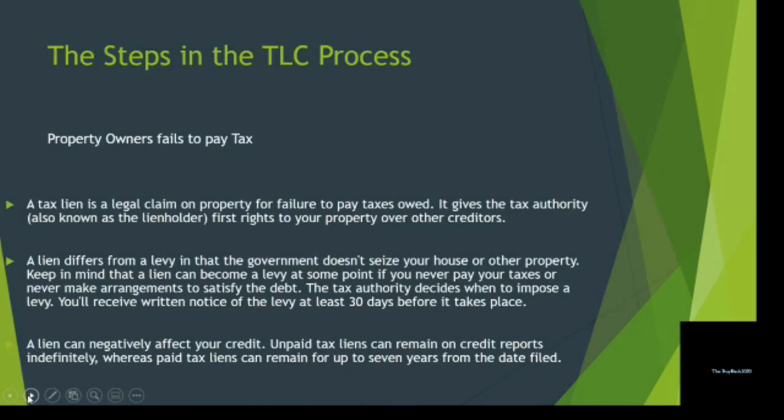The steps in the tax lien process. Property owner fails to pay the taxes. A tax lien is a legal claim on the property for failure to pay, as we mentioned. It gives the tax authority first rights on your property over other creditors. The lien differs from a levy, and we need to know the difference between the lien and the levy, because these are the terminologies that we'll be using a lot.